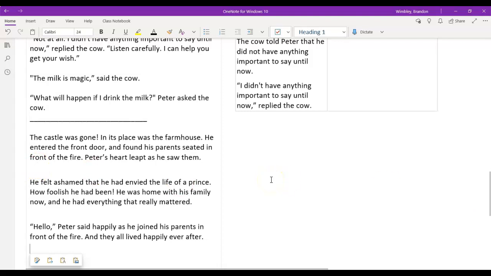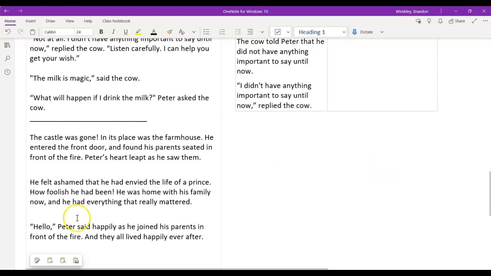The castle was gone. In his place was the farmhouse. He entered the front door and found his parents seated in front of the fire. Peter's heart leapt as he saw them. He felt ashamed that he had envied the life of a prince. How foolish he had been. He was home with his family now, and he had everything that really mattered. "Hello," Peter said happily as he joined his parents in front of the fire. They all lived happily ever after.